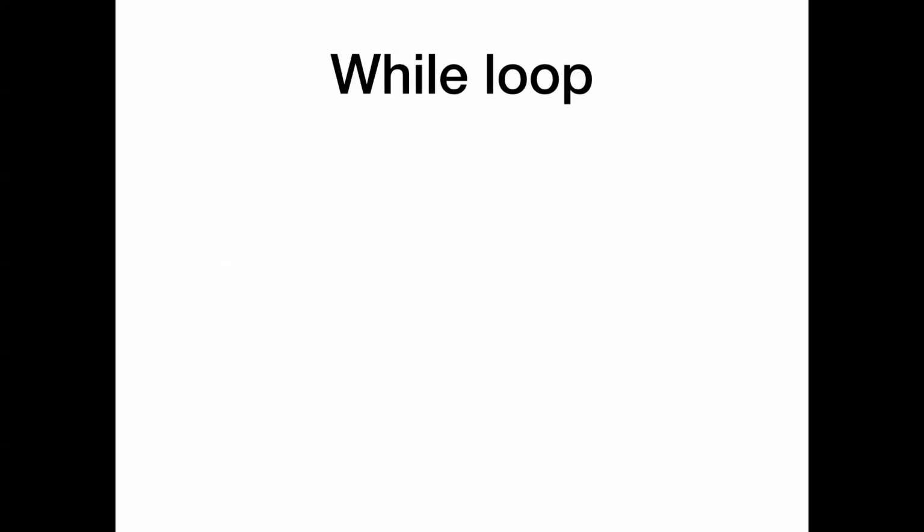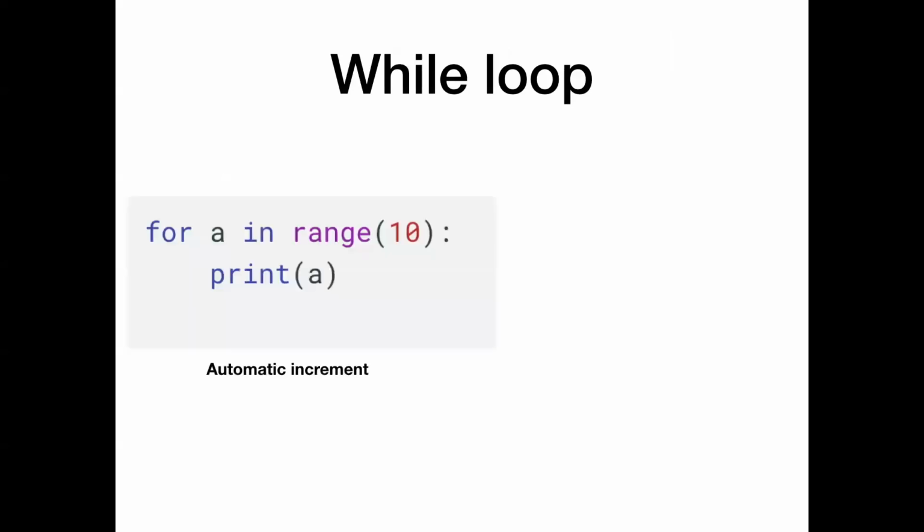Great. We talked about the for loop. We've never talked about the while loop. It functions very similarly. In a for loop, you have for a in range 10, print a, it's going to print 0 to 9. a automatically gets incremented, automatically moves on to the next element of the list.